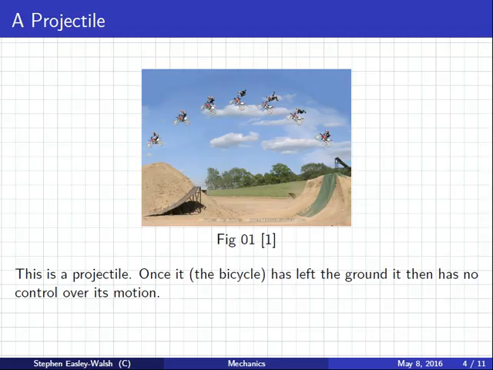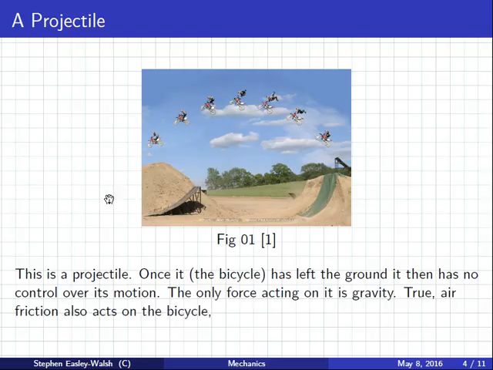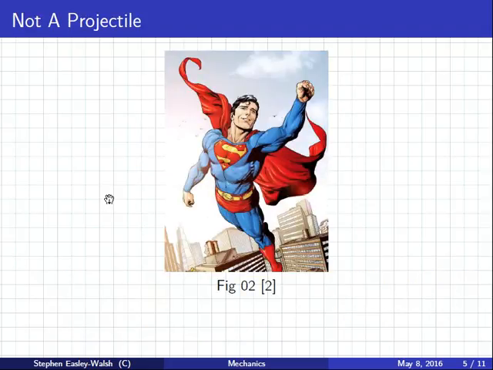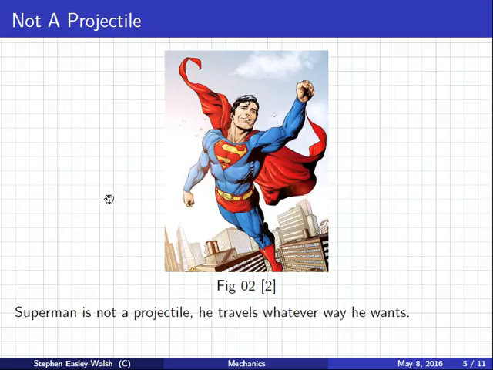There's no longer any engine force. The only force on it is gravity. True, there's also air friction, but we'll ignore that for these problems. Next, we'll have a look at not a projectile. So this is not a projectile. Why not? Because he can move. He does not fly in a parabolic path. He travels wherever he wants.